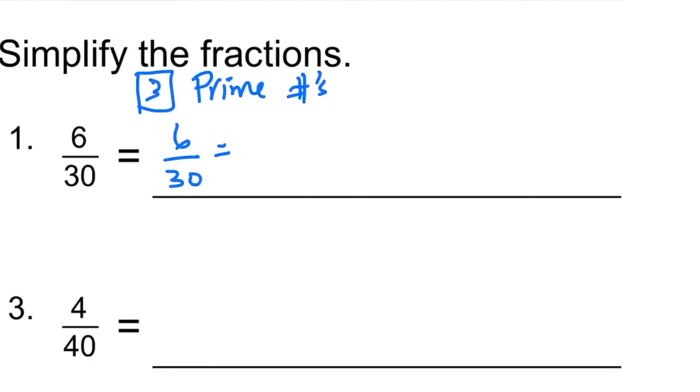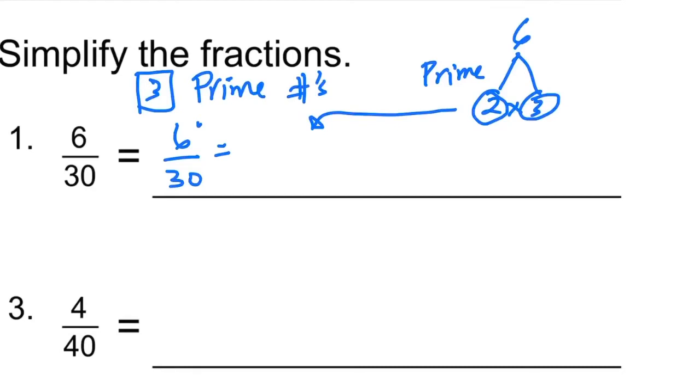Looking at the numerator 6, I'm going to use a prime factor or factor tree. The prime factors of 6 are 2 times 3. Both of them are prime, so I need to circle them. Now, where do I put that? I'm going to put those two over there. It's going to be 2 times 3. That will equal 6.